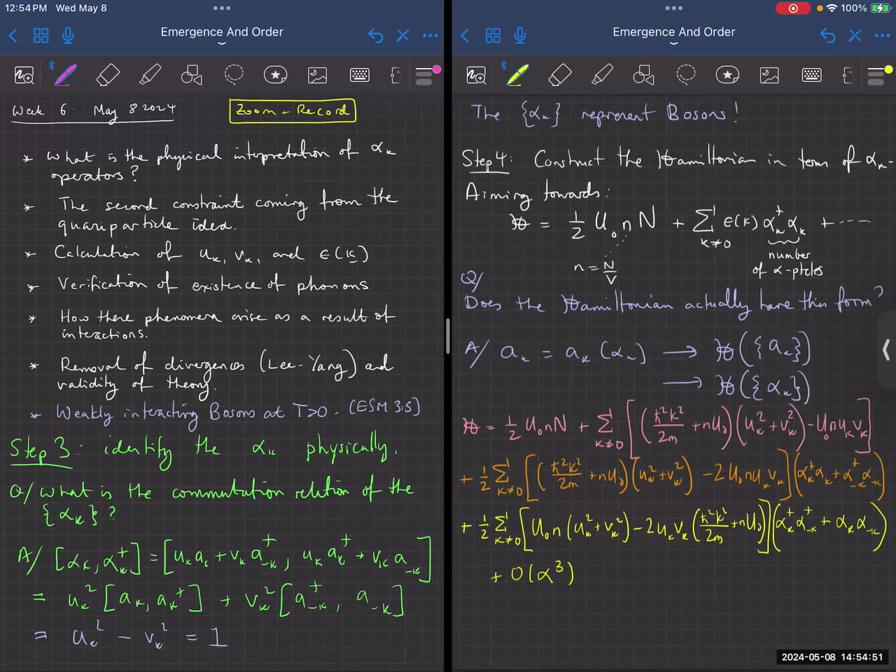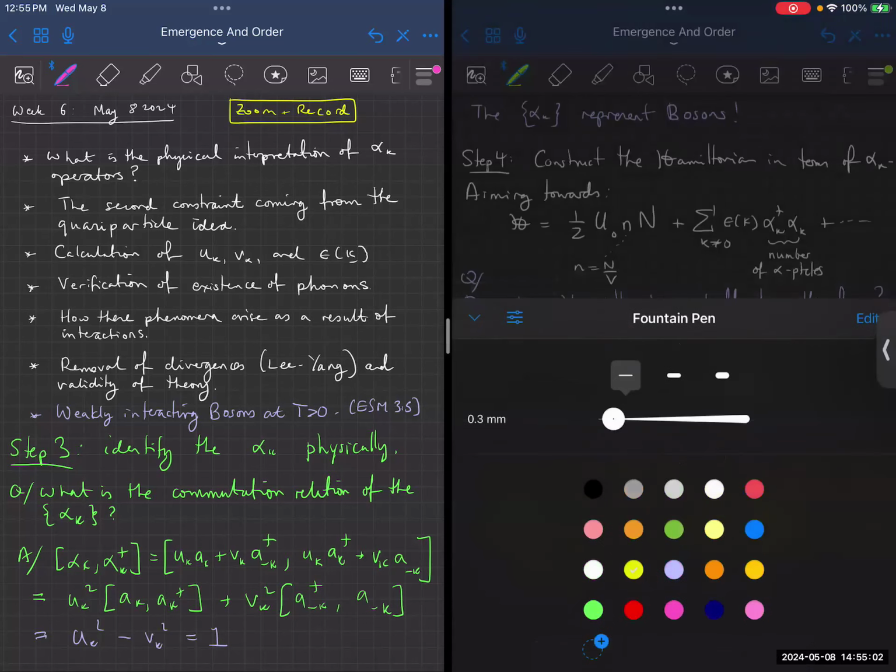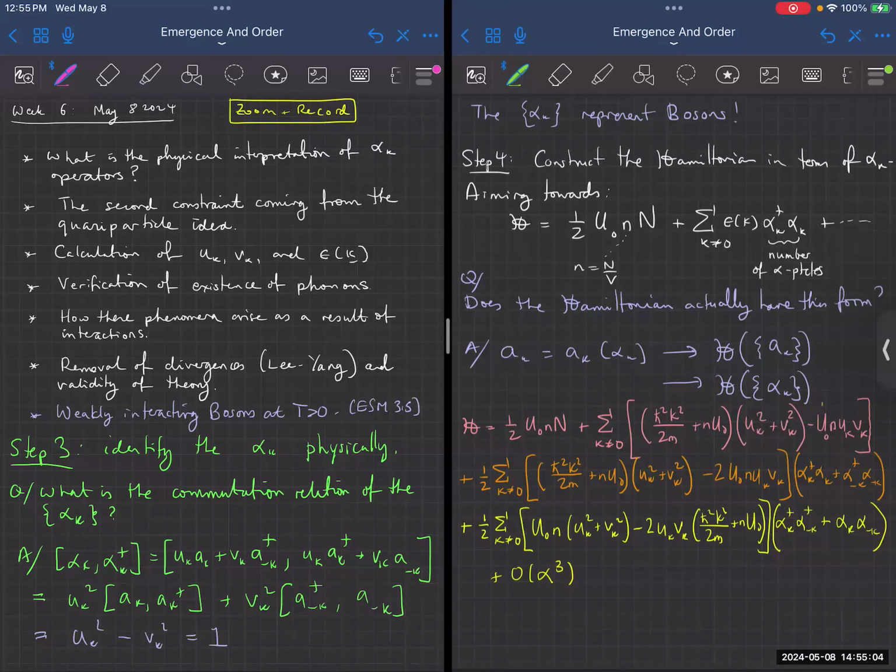So let's have a look at what we have here. The first term does not involve the alphas at all. The second term is just a number that you can in principle compute. If we knew what u and v were as a function of k, we could just go ahead and compute that term. It would be a sum over k, which we would turn into an integral over k, and then we would just do the integral.